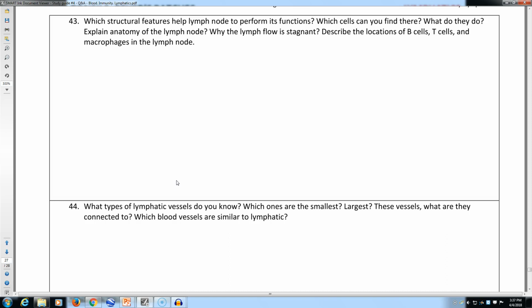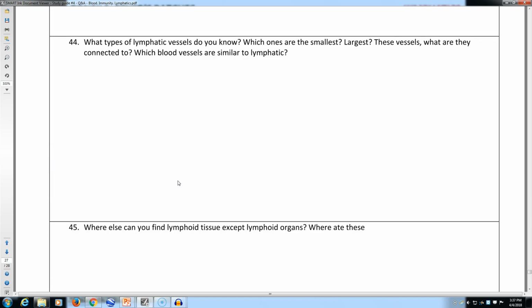Yeah, lymphatic vessels, just those four types. Capillaries, collecting vessels, trunks, ducts. Similar to veins.